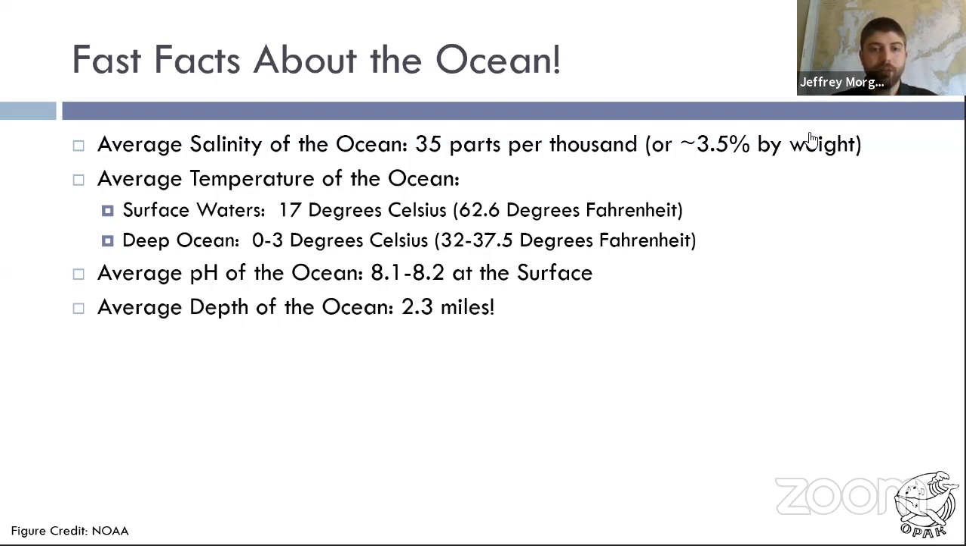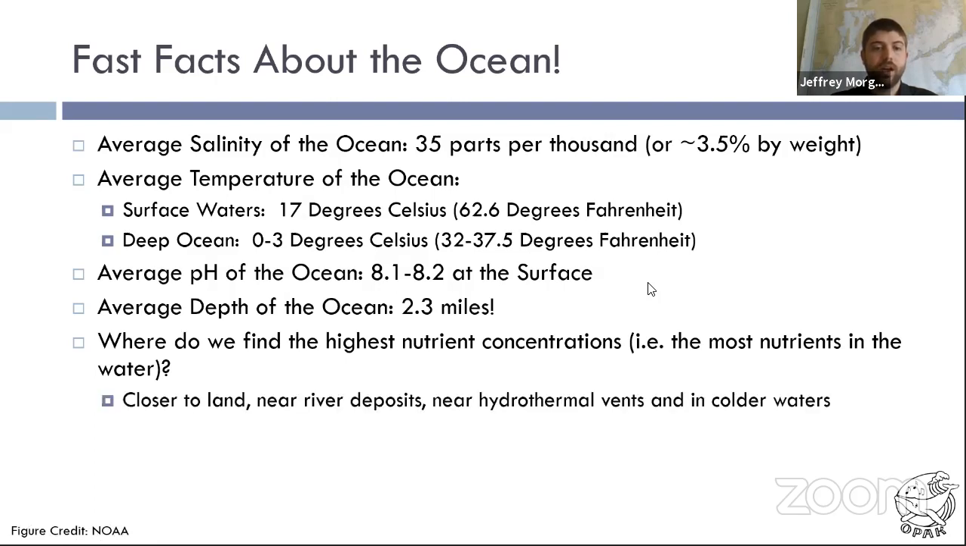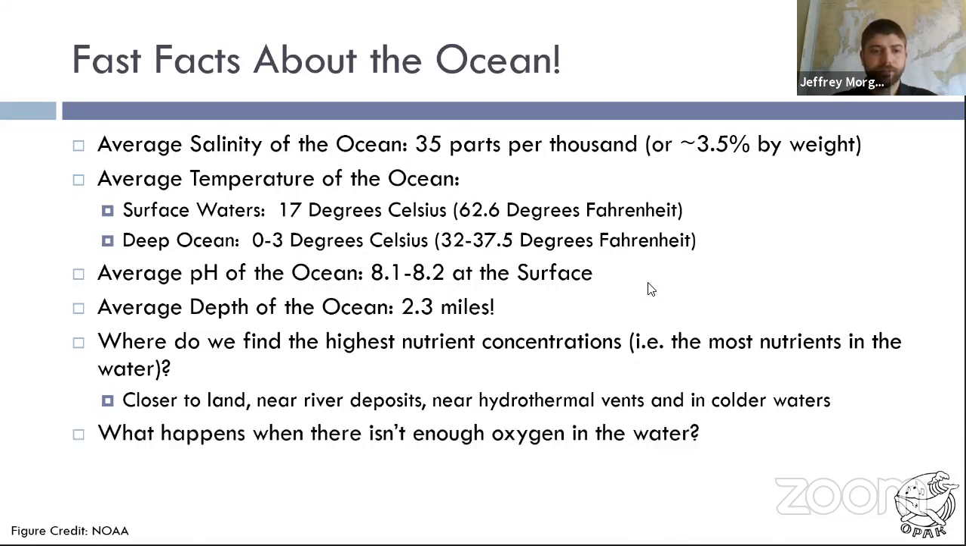The average depth of our ocean is 2.3 miles, and so I put that in there just to show you that when we're talking about these averages, we're talking about a lot of water. We find the highest nutrient concentrations closer to land because there's more runoff at the ends of rivers, near hydrothermal vents, which are underwater volcanoes, and in colder water. It's important to remember that colder water absorbs more nutrients than warmer water.